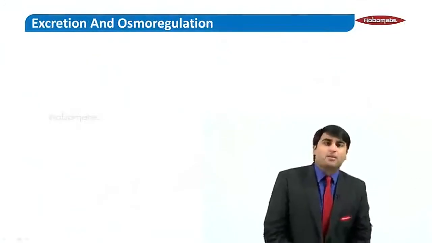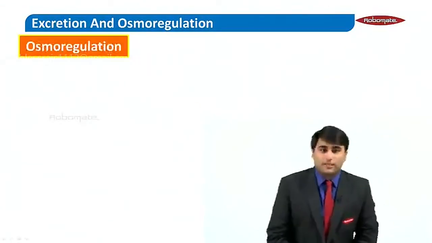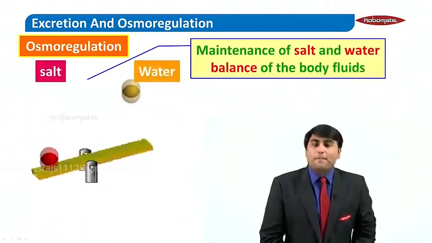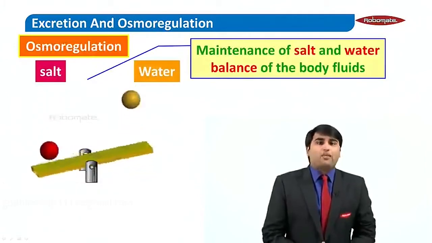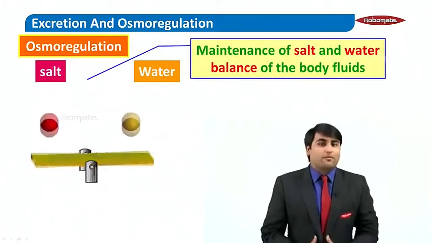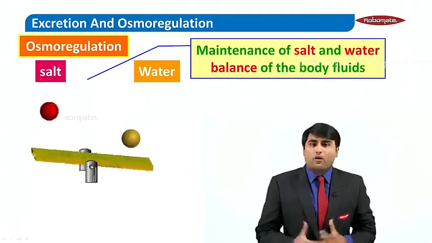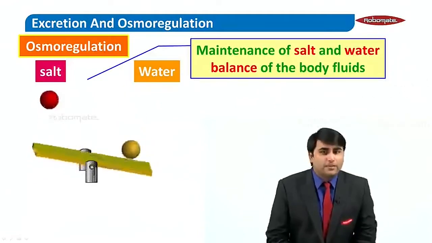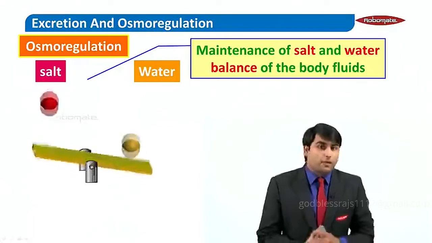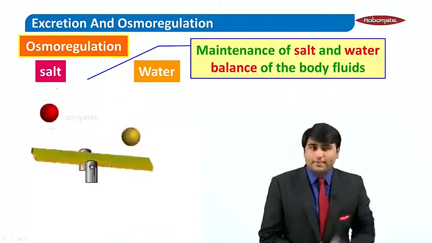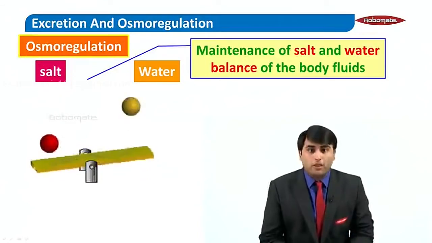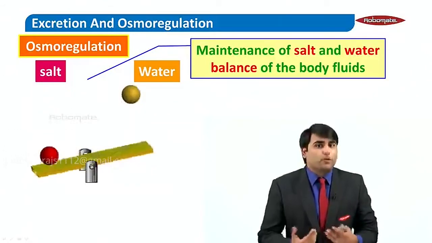Now let's discuss what is osmoregulation. Osmoregulation basically means, my friend, the maintenance of salt and water balance of the body fluids. You know that in our body we contain approximately 5 liters of blood. Some days if you drink a lot of water, what happens? Does your blood go from 5 liters to 10 liters? Is that so? No. On that day you will urinate more. Your kidneys will excrete a greater amount of water.